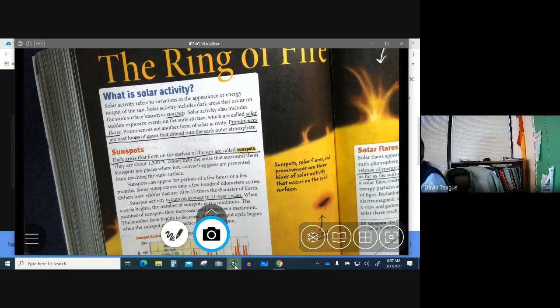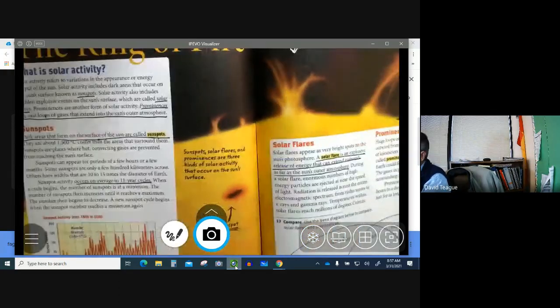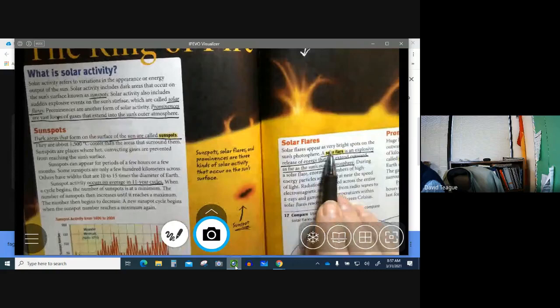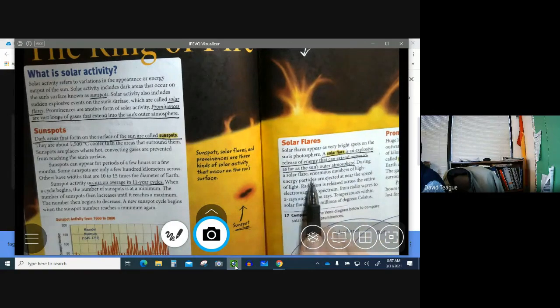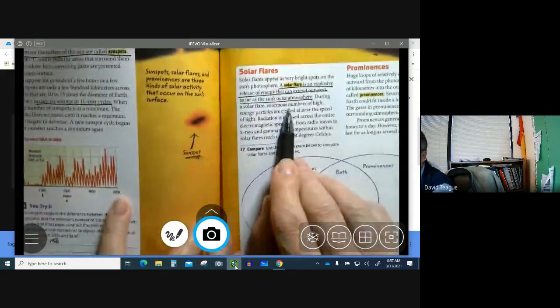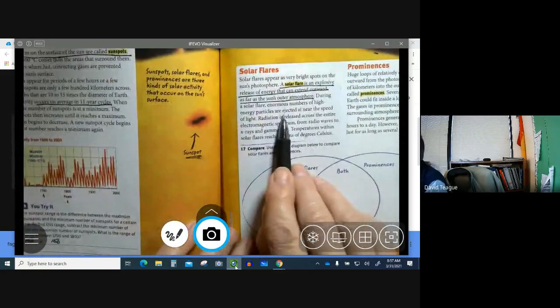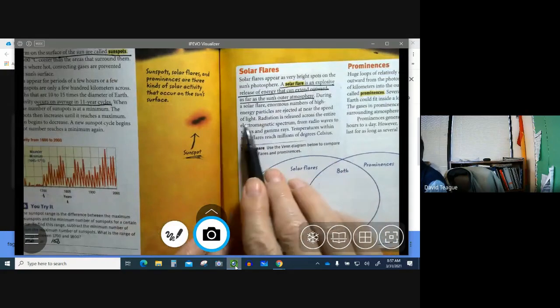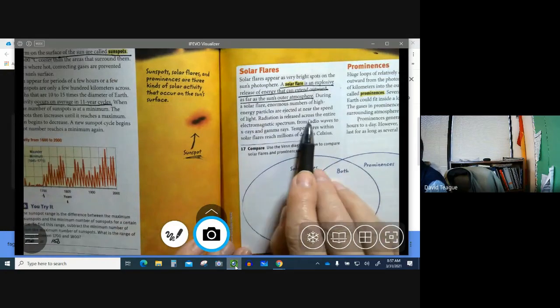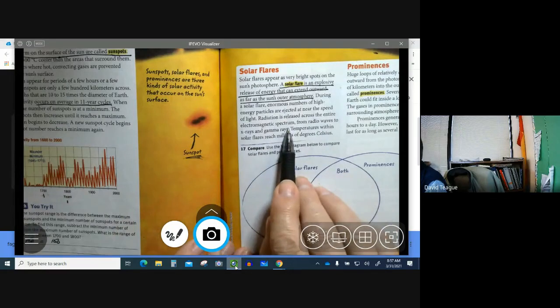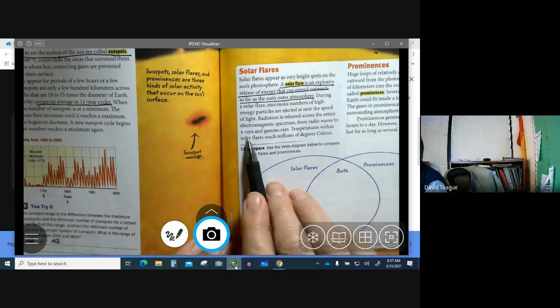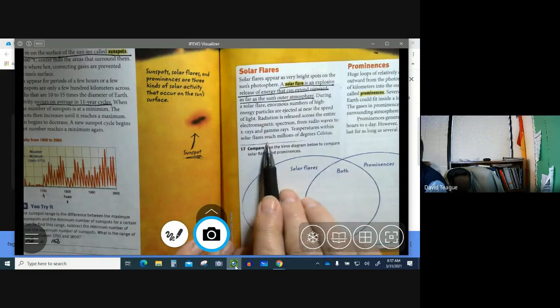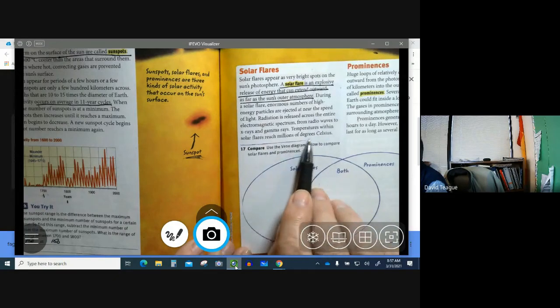Pretty cool. Okay, page 493, solar flares. Solar flares appear as a very bright spot on the sun's photosphere. A solar flare is an explosive release of energy that can extend outward as far as the sun's outer atmosphere. During a solar flare, enormous amounts of high energy particles are ejected at near the speed of light. Wow. Radiation is released across the entire electromagnetic spectrum, from radio waves to X-rays to gamma rays. Temperatures within solar flares reach millions of degrees Celsius.